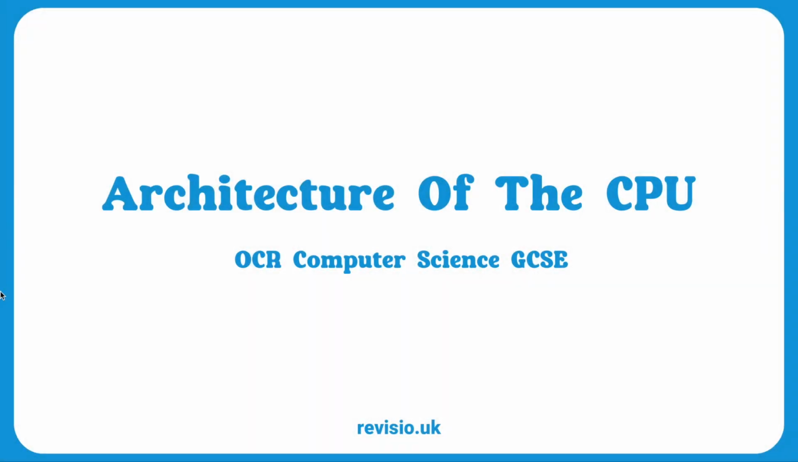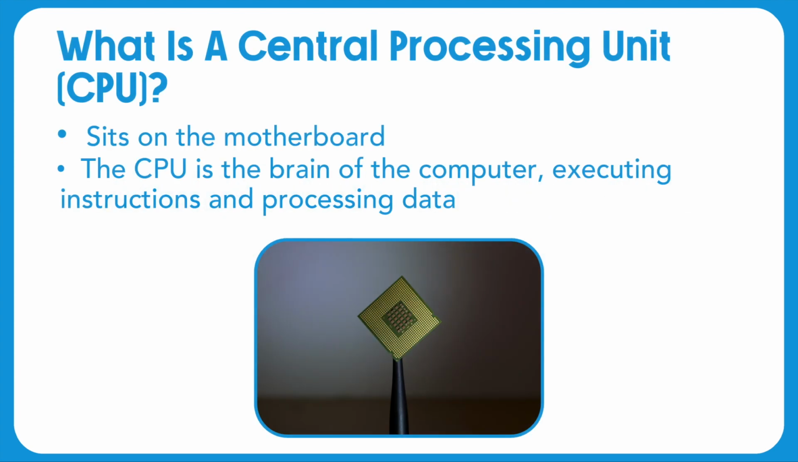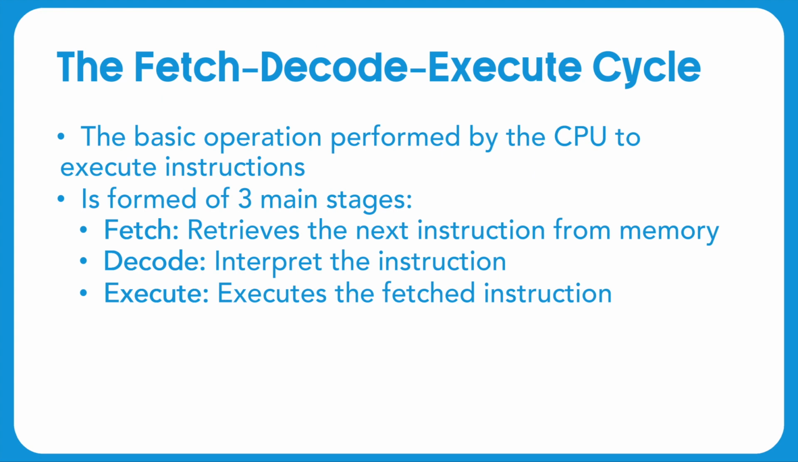In this video, we'll be exploring the purpose and architecture of the CPU. A CPU, or Central Processing Unit, is the brains of a computer which sits on a motherboard. It's responsible for executing instructions and processing the data that the computer is given. It does this by following the Fetch-Decode-Execute Cycle, which can sometimes be referred to as the Fetch-Execute Cycle.